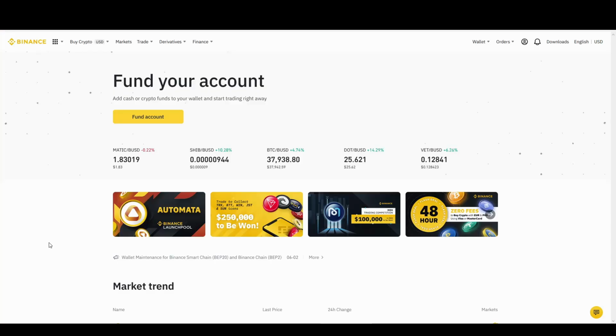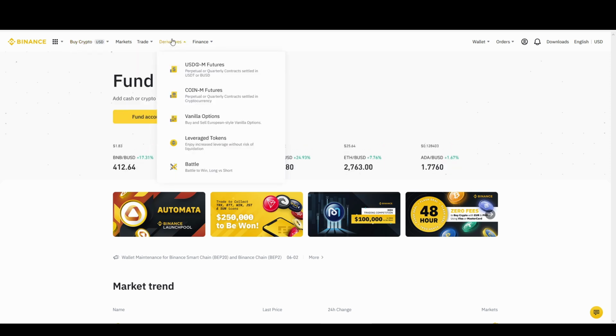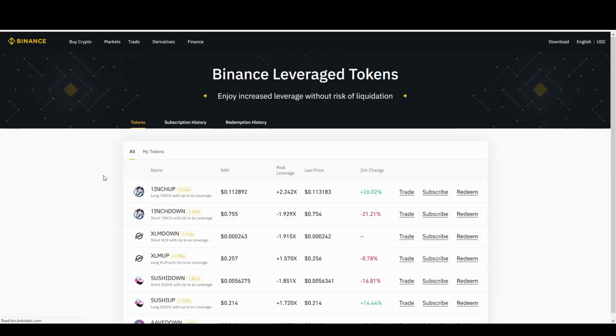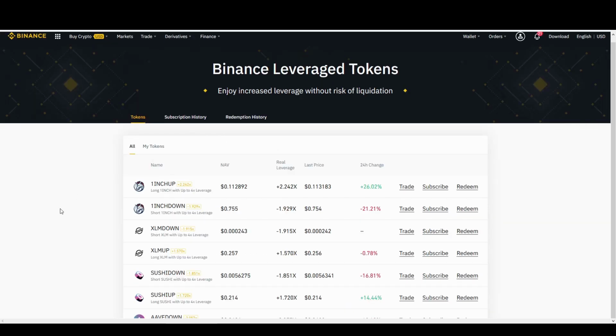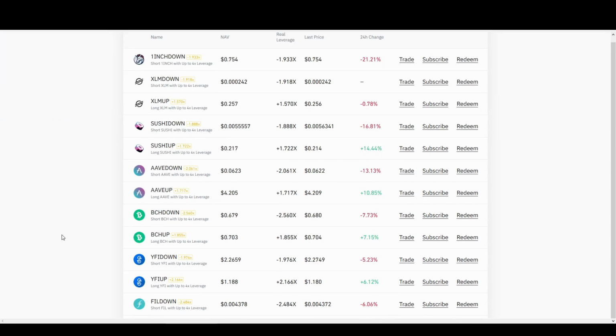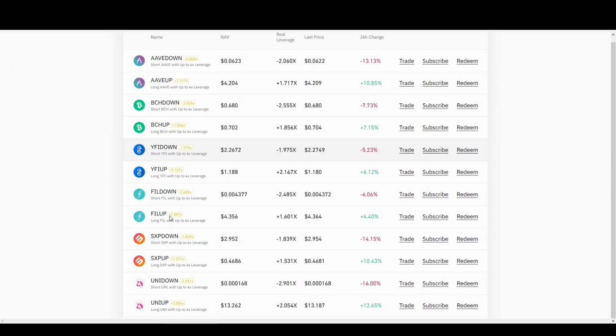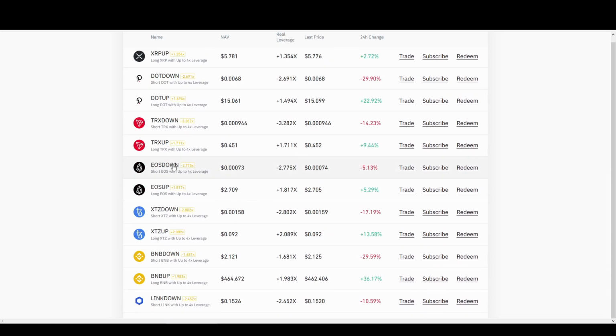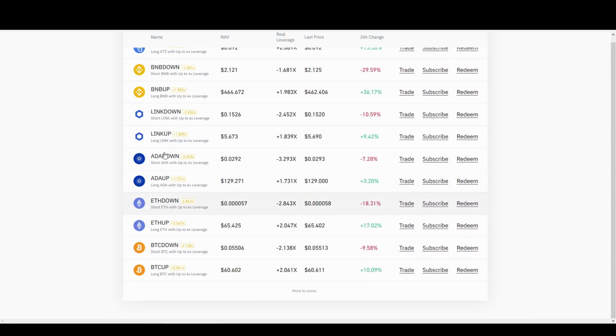So a leverage token, basically, is a token that reflects the value of another coin. Let me show you. To find the leverage token on Binance, once you log on to your account, you go right up here at the top where it says derivatives, and then you select leverage token. From here, you'll see all the available tokens that we can use to trade on Binance. As you can see, all the most popular ones are available here.